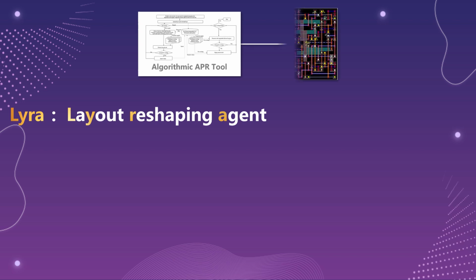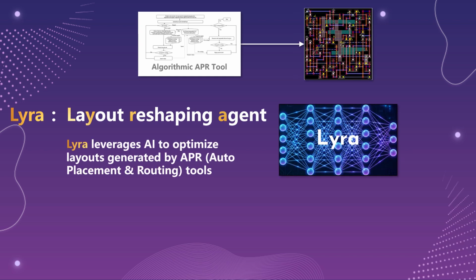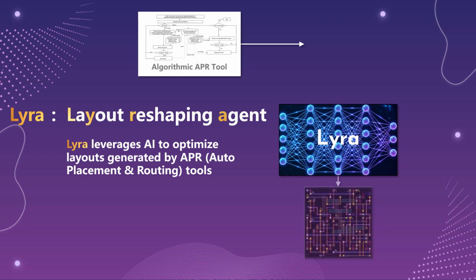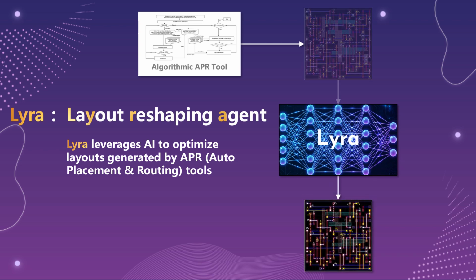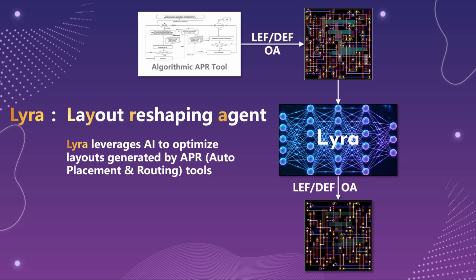Here is how Lyra integrates into your design flow. Lyra plugs in after your existing APR tool produces its output. It takes standard library exchange format, design exchange format, and open access format as input, applies its AI-driven global optimization engine to reshape the layout, and outputs the improved design in the same library exchange format, design exchange format, and open access format. No changes to your upstream or downstream flow are required. Lyra acts as a post-route optimization pass that gives you a globally aware improvement your current tools simply cannot achieve on their own.